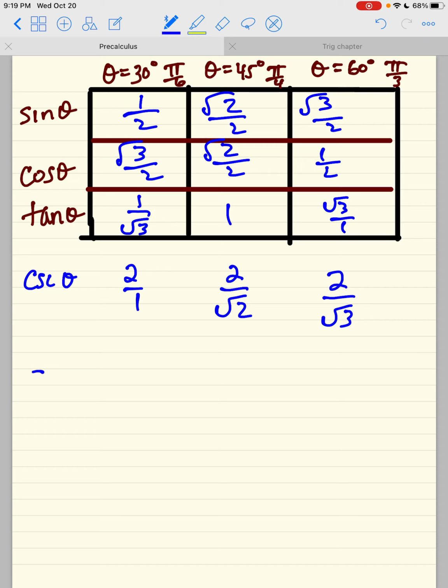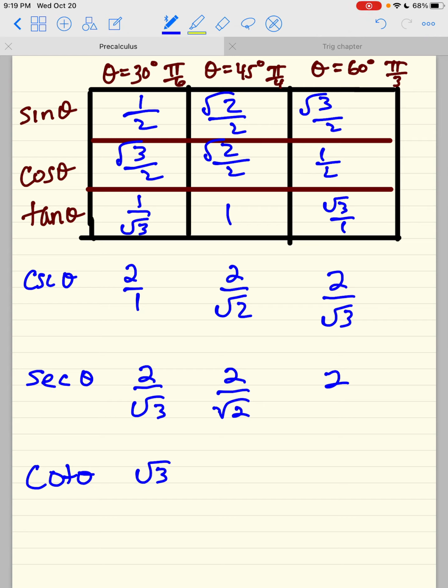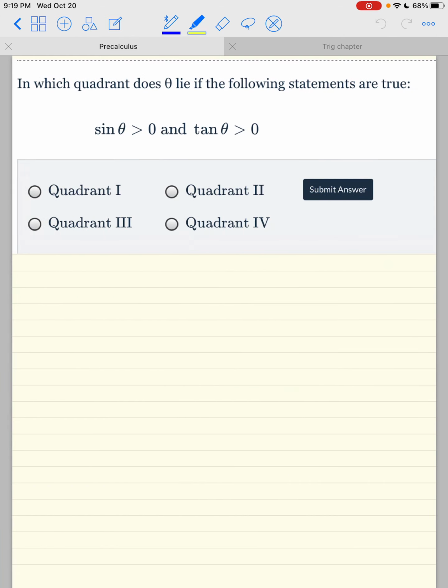If you want the reciprocal of cosine, you're going to do secant, and then you get 2 over rad 3, 2 over rad 2, and then 2. And then tangent is cotangent, and so the reciprocal is rad 3 over 1, and then 1, and then 1 over rad 3. So the reason why sometimes I don't like to do this is because if I rationalize this, I would have to re-rationalize it. Okay? So that's what we have to do there, and that's how we get the reciprocals.